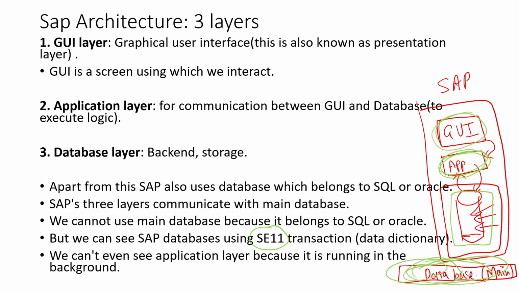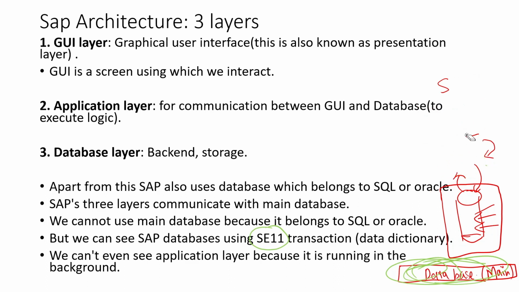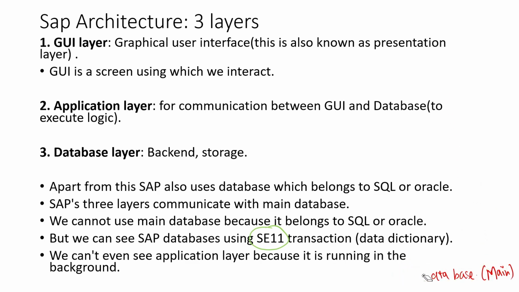I can use GUI to do my working. Whatever I'll be working with GUI, I'll be using an application tier, and I'll be storing the data into a database. So this is how the flow goes. Okay, I hope you are clear with these three things, how the architecture of SAP is divided.